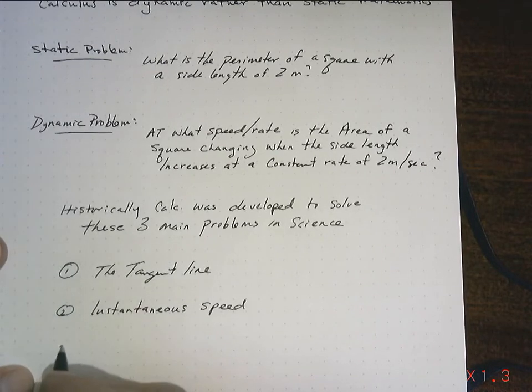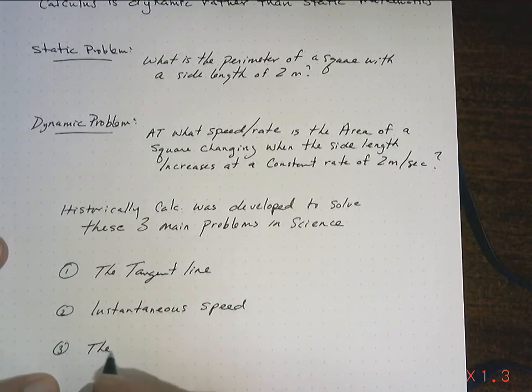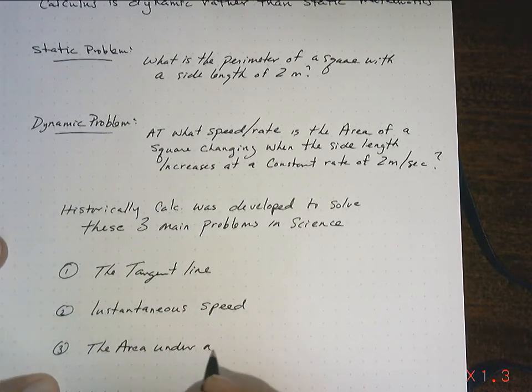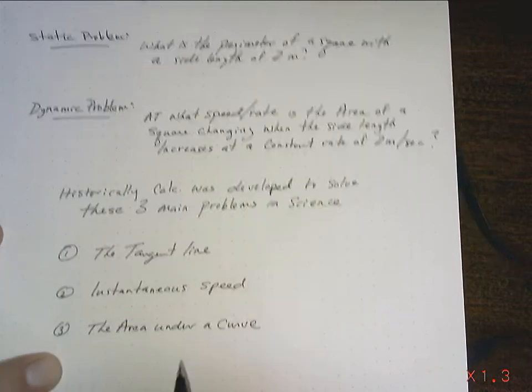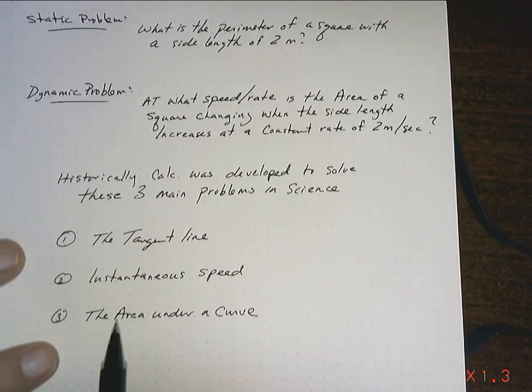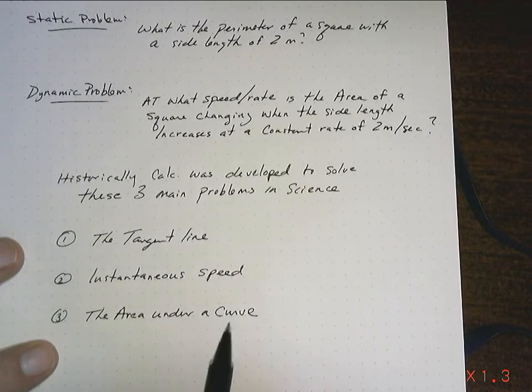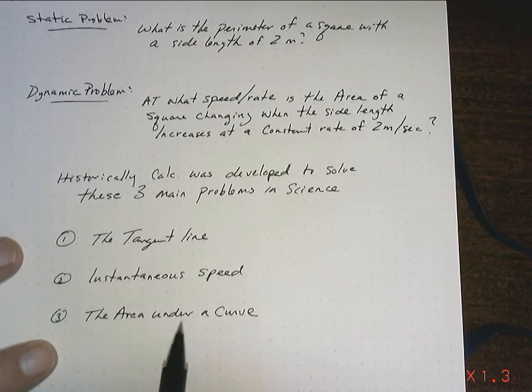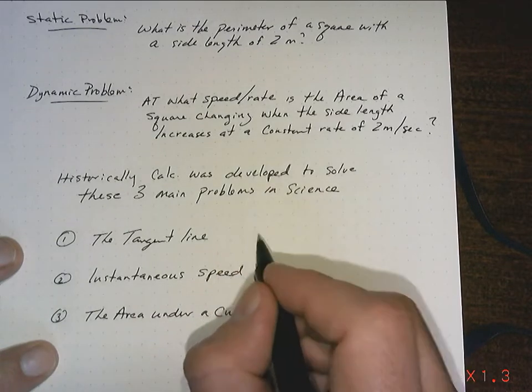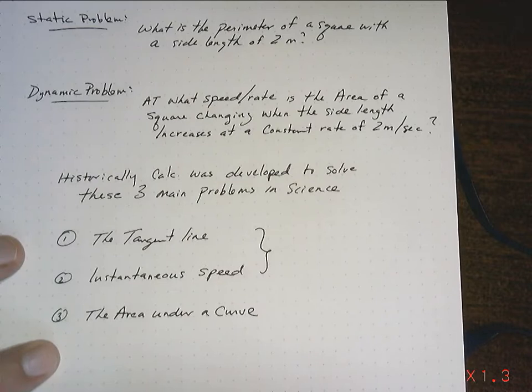Number three, the area under a curve. Now that's a purely mathematical endeavor. However, it has huge implications in all of the sciences as well, depending what the curve represents. So these two represent a certain branch of calculus. There's two branches of calculus that you're mainly concerned with right now.